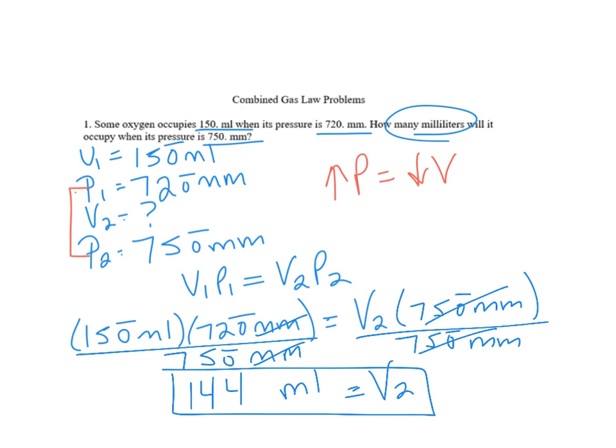And so we said as the pressure went up from 720 to 750, that initial volume, that V1 here, ought to drop. And it did. When the pressure went up a little bit, it squeezes the balloon into a smaller space, so the volume goes down a little bit. If the pressure went up a lot, the volume will go down a lot. So it's inversely proportional.